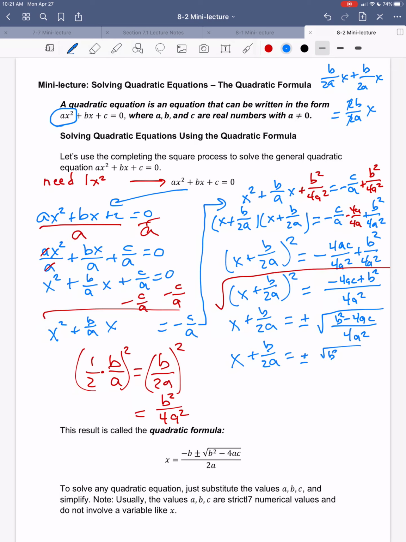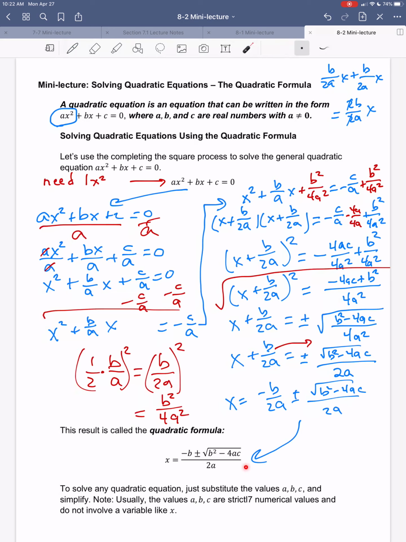So I don't know what the top is, but the square root of 4 is 2. The square root of a squared is a. I'm going to move this term over to the other side by subtracting it. This is getting a little messy, so I'm not going to write it down. So I'm going to get negative b over 2a plus or minus this square root of b squared minus 4ac all over 2a. And when I put the numerators together, I get this result down here.